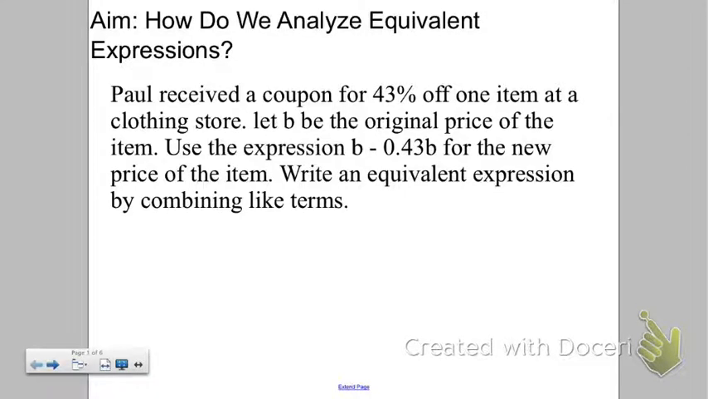Today's lesson is on how do we analyze equivalent expressions. Paul received a coupon for 43% off one item at a clothing store. Let B be the original price of the item. Use the expression B minus 0.43B for the new price of the item. Write an equivalent expression by combining like terms.